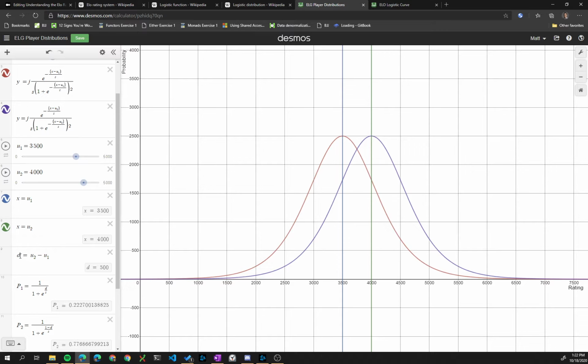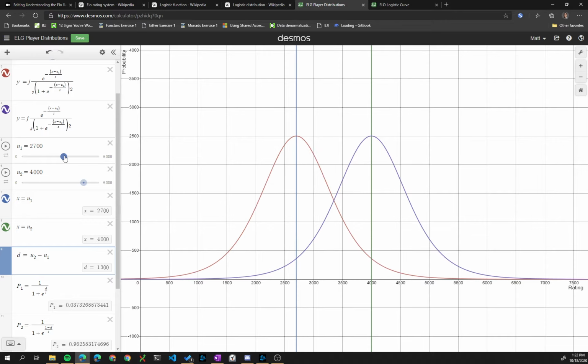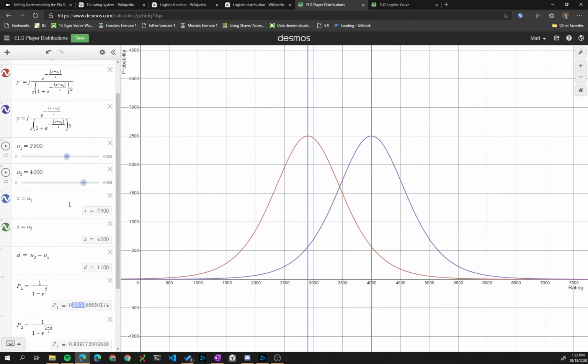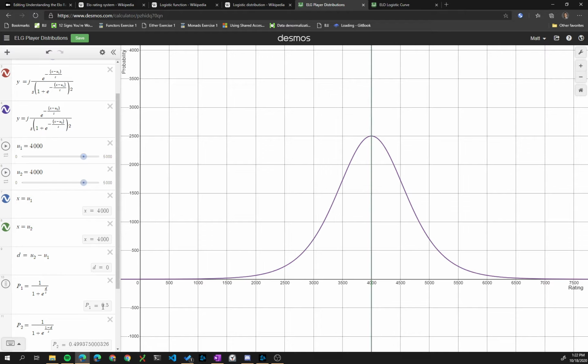So we have this D right here, which is the difference between player 1 and player 2. You see if player 1 is really far apart from player 2, say 1300 right here, they have a really low chance of winning. This is only 3% of winning. But the closer they get to player 2, if you put them right on top of each other, it's exactly 0.5, which is what we expect. Neither one of them has an advantage.